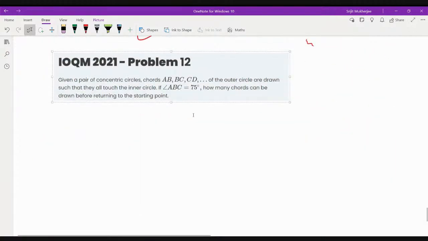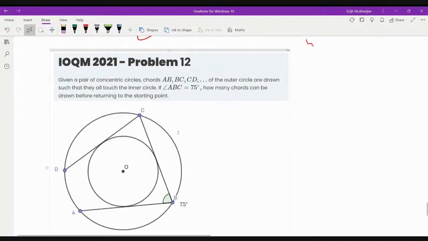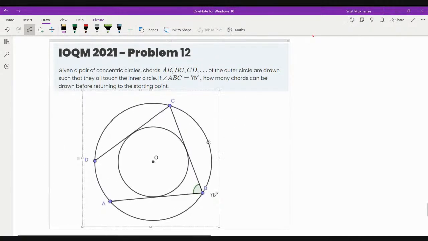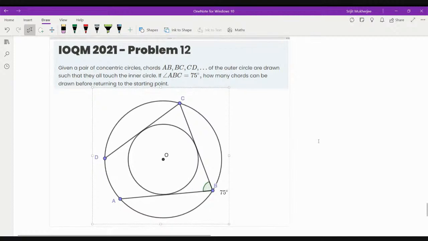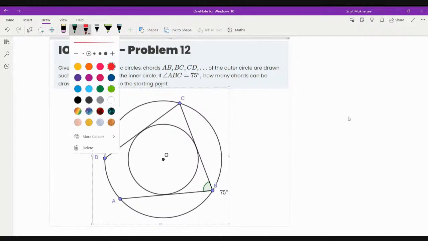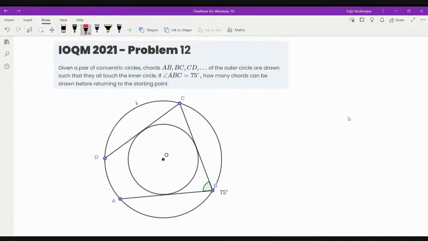A pair of concentric circles, chord AB. Okay, let's see the diagram now. Got the diagram. Lovely diagram. So given a pair of concentric circles A, B, you can think of the outer circle as a circular mirror, and this inner circle is an opaque object which light cannot pass through. So you're shining a source of light from here, just kissing the surface of the inner opaque object.